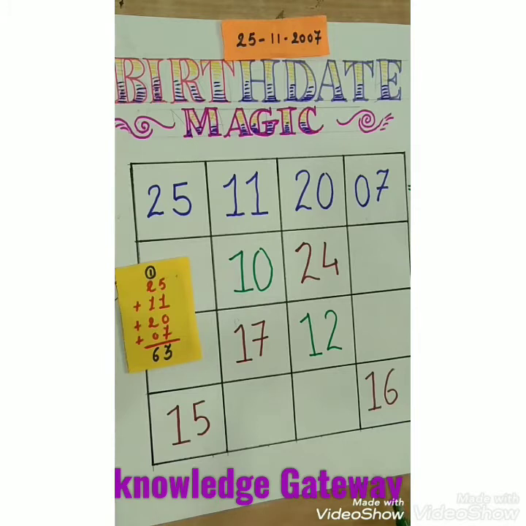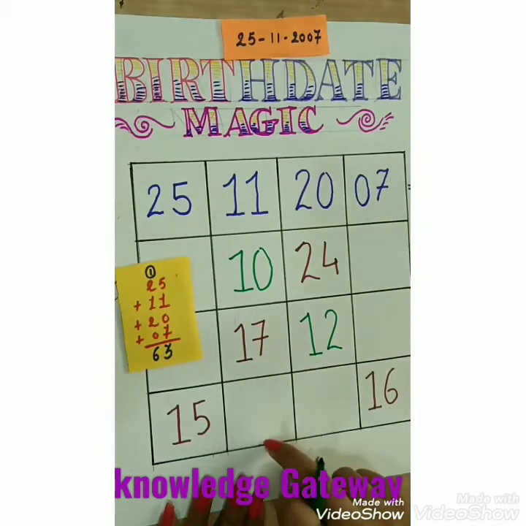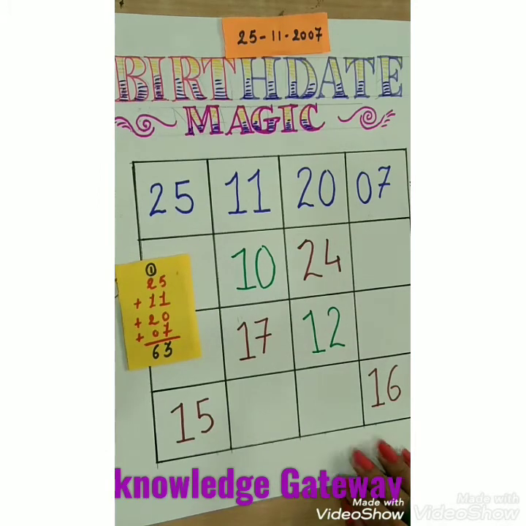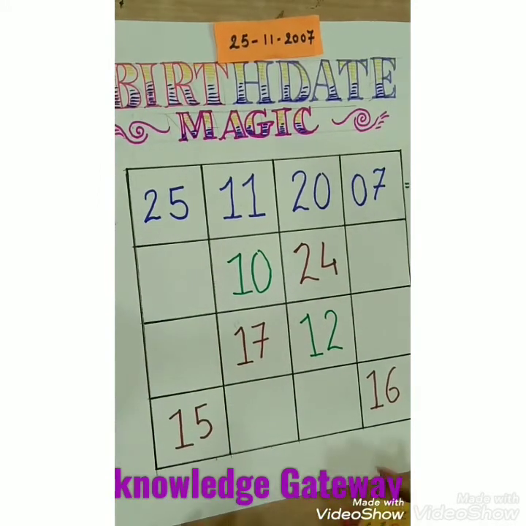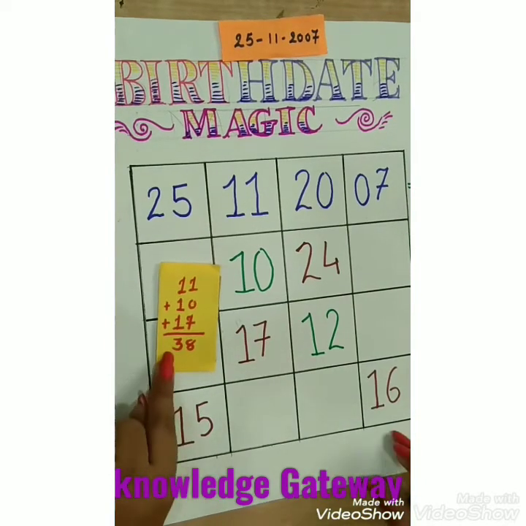Now we will do the next step. What we have to do, 3 digits, these 3. We have to find this one number, 11 plus 10 plus 17. Here you can see the addition of the numbers is 38.